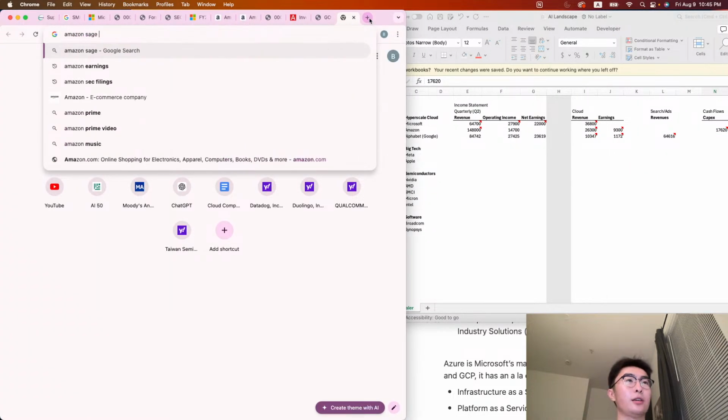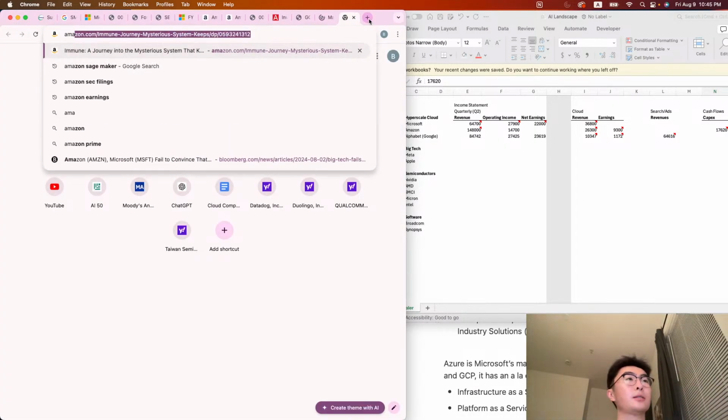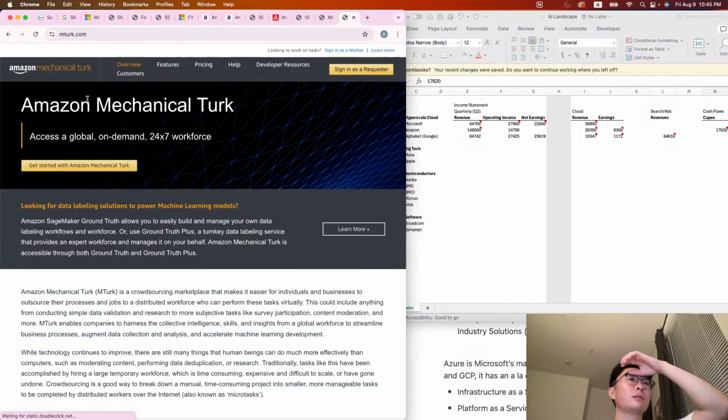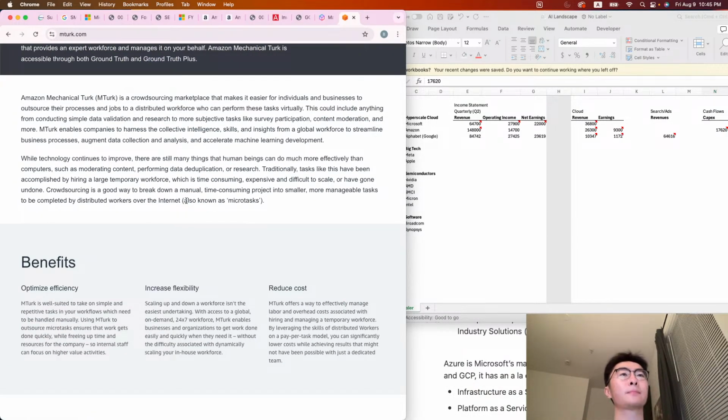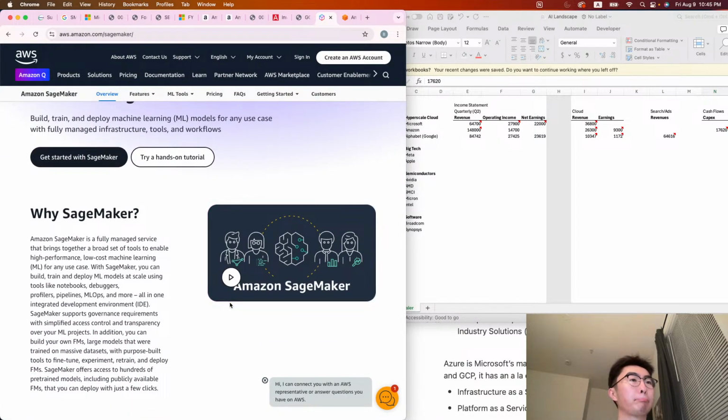So Amazon SageMaker. Amazon Mechanical Turk. Yeah, what is it? FM? Not entirely sure.